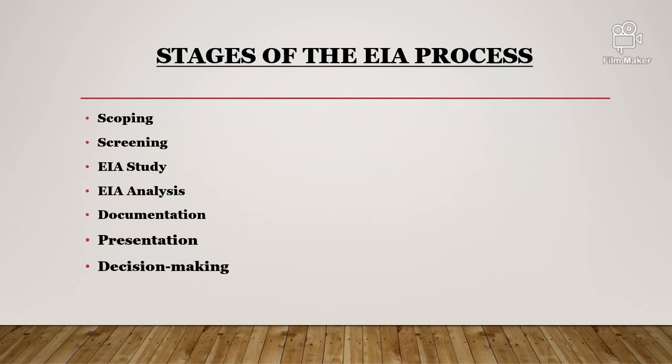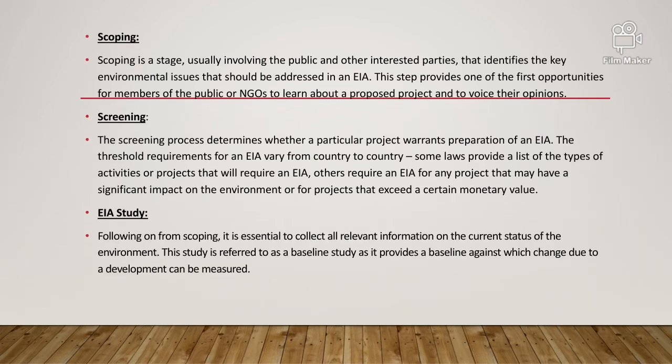Stages of the EIA process: scoping, screening, EIA study, EIA analysis, documentation, presentation, decision making. Scoping. Scoping is a stage, usually involving the public and other interested parties, that identifies the key environmental issues that should be addressed in an EIA. This step provides one of the first opportunities for members of the public or NGOs to learn about a proposed project and to voice their opinions.